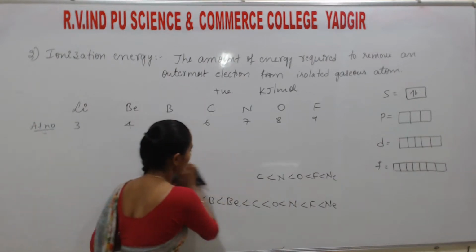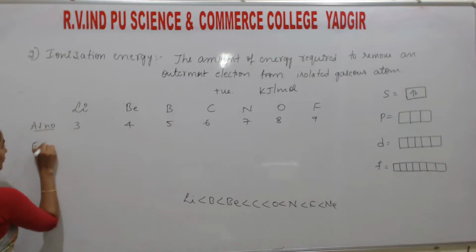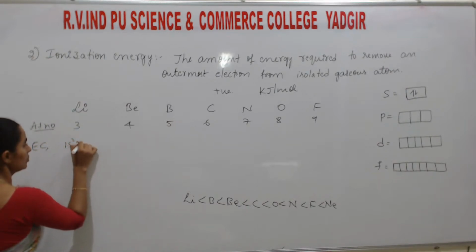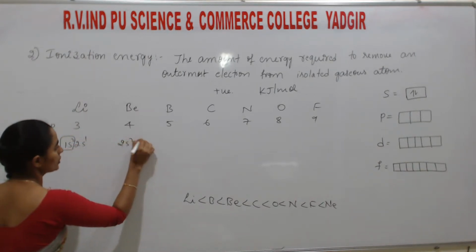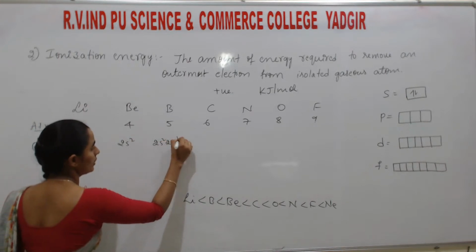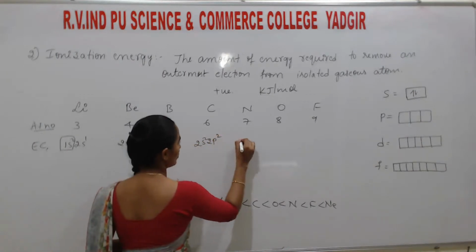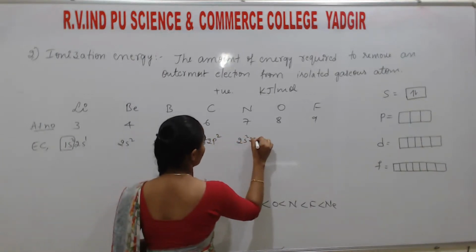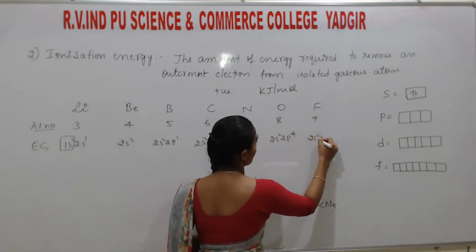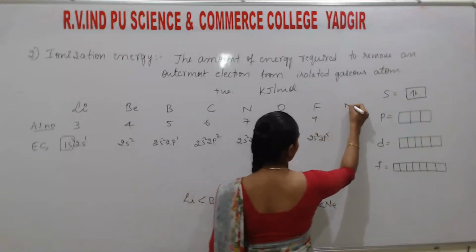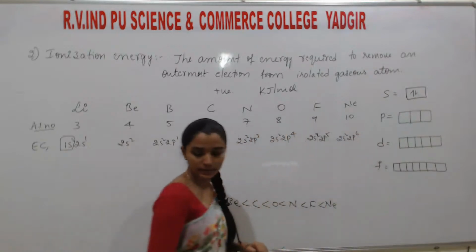Correct? Next, if you take electronic configuration, this is 1s2, 2s1. So 1s2 I will leave, students, I just write 2s2, 2s2 2p1, 2s2 2p2, 2s2 2p3, 2s2 2p4, 2s2 2p5. Here neon, if I take, that is 10, 2s2 2p6.